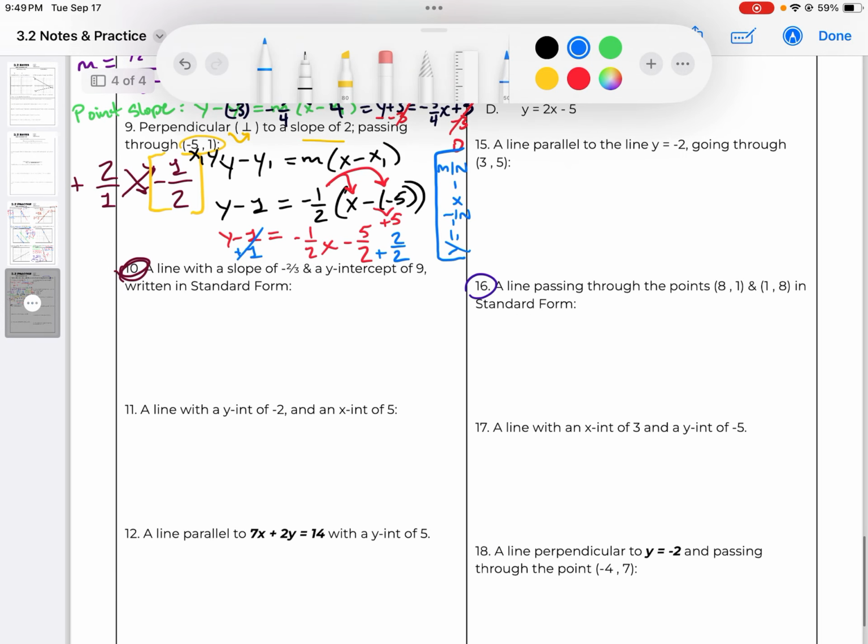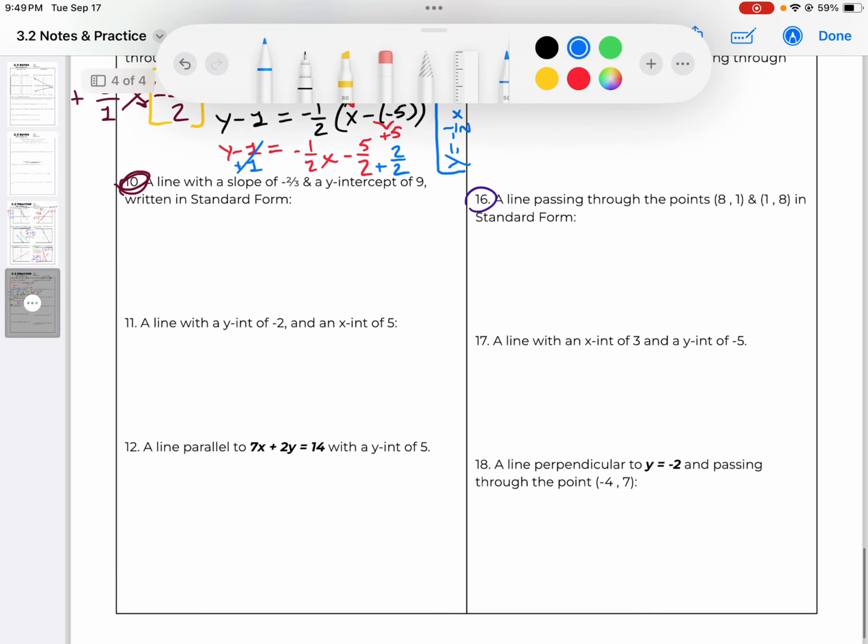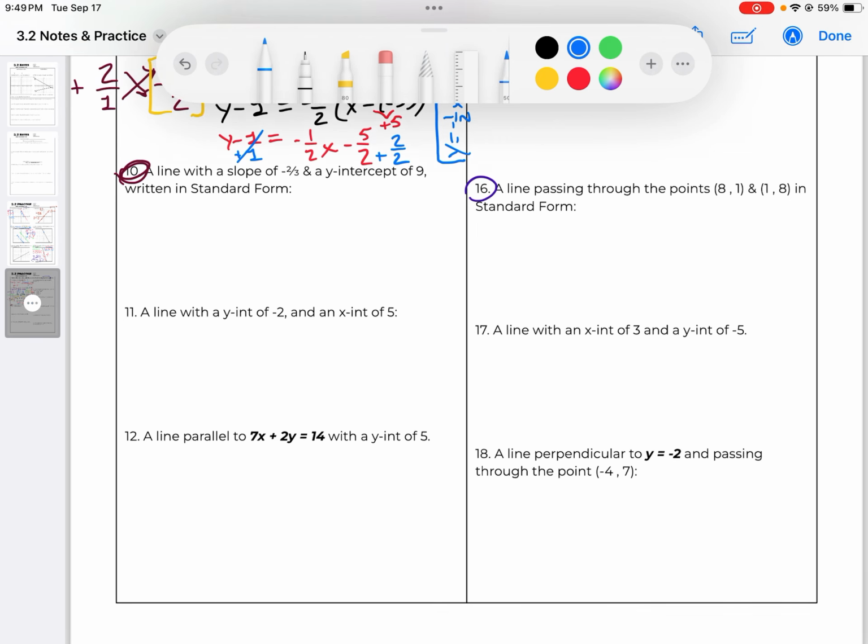All right, guys, looking at number 10, this one's actually a little bit easier. It gives you the slope of the line, and it also tells you the y-intercept. The only thing that makes it a little bit different is you're writing it in standard form, so ax plus by equals c. Now, if I'm writing this in y-intercept form to start, because I know the slope and I know the y-intercept, it will look like y equals negative 2/3 x plus 9.